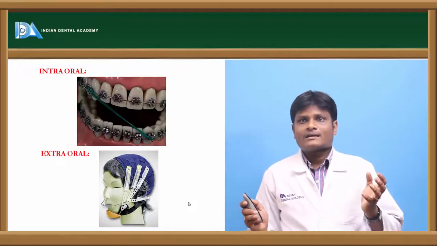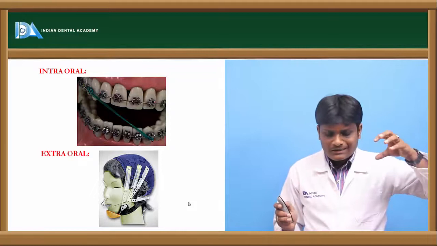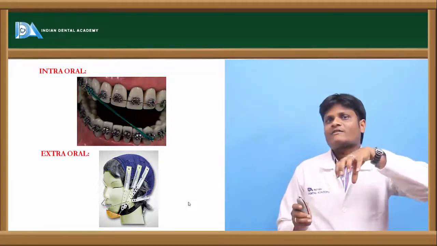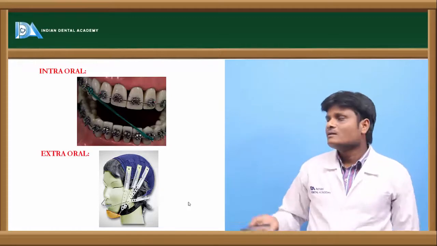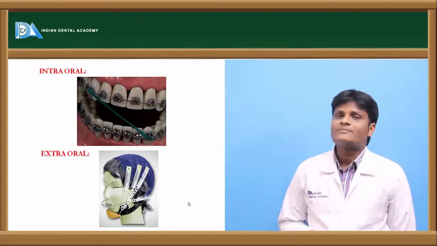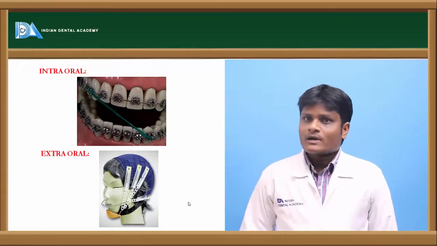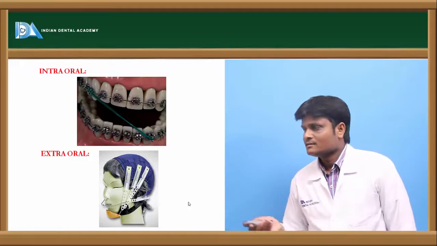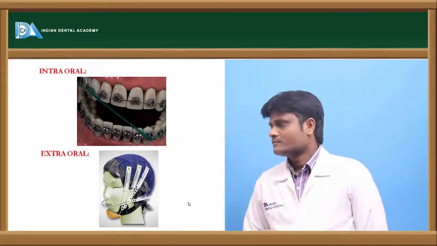It's not that a classification is completely a different type of anchorage. See, for ease of understanding, for our convenience, we have classified the anchorage. But frankly speaking, as you see here in the first image, it's a diagonal elastic. It comes under reciprocal anchorage, intermaxillary anchorage, intraoral anchorage, as well as a compound kind of anchorage.